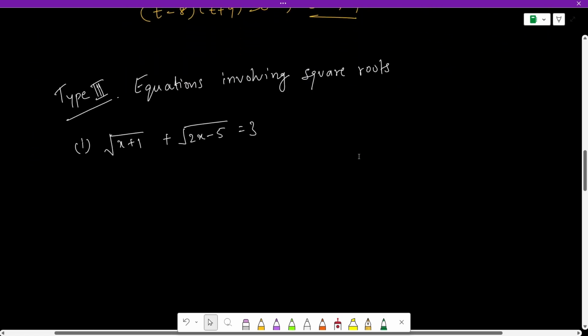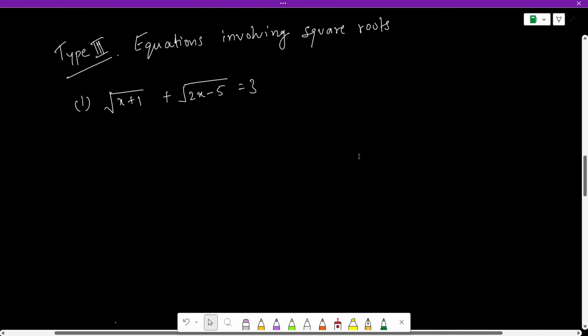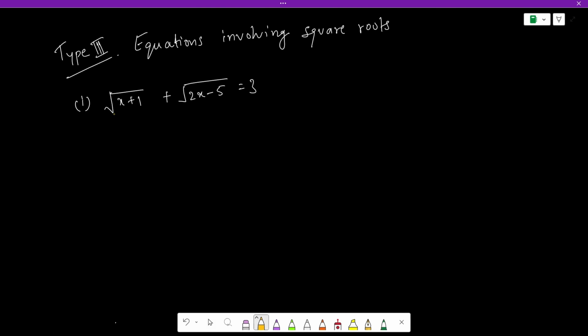Alright, now let's see the next type of questions. Now here we have under roots involved. So to solve these type of questions, we need to square them. But squaring should be done smartly in order to avoid unnecessary chaos. So the best way to do that is to keep one root on one side and take everything else on the other side. Let's keep this as one and shift this to another side.